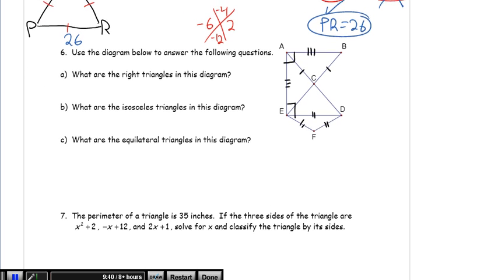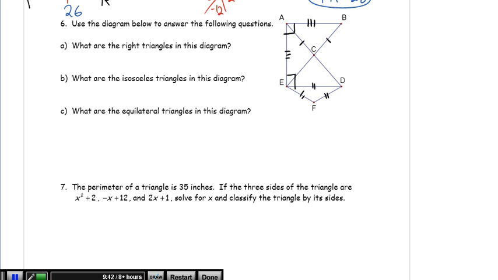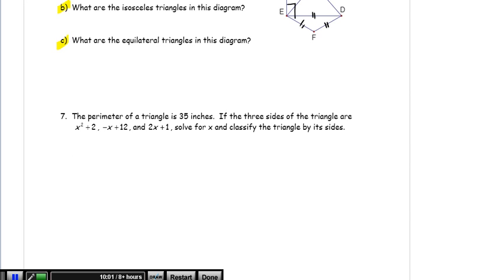Okay, a couple more. Number 6, use the diagram below to answer the following questions. Okay, I'm again going to have you guys try these. Making sure you identify, look for all the right triangles, look for all the isosceles triangles, look for all the equilateral triangles. Those little hash marks will help you out when you're trying to look at those. So try and find all those for tomorrow. Write them down. And then number 7 we are going to do tomorrow.